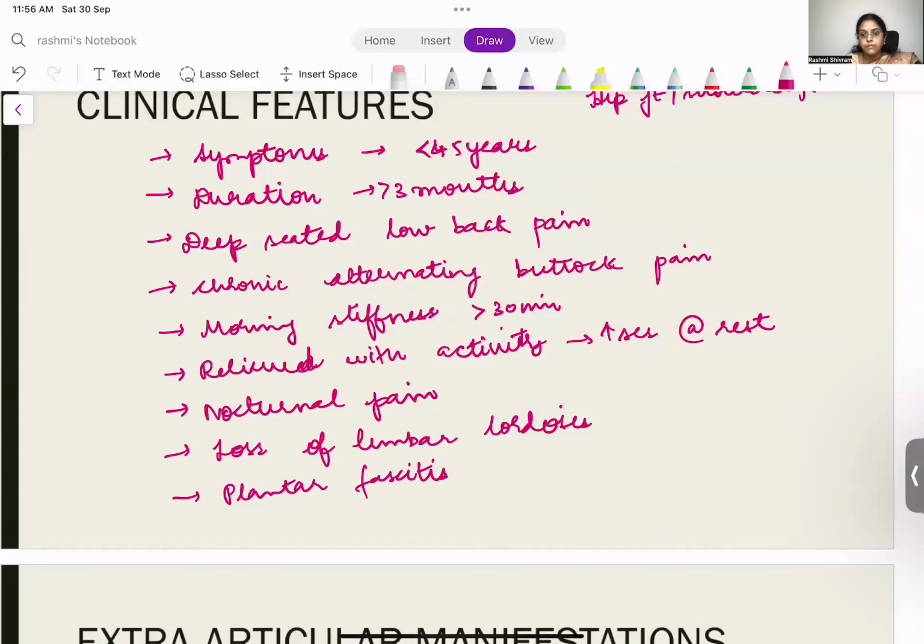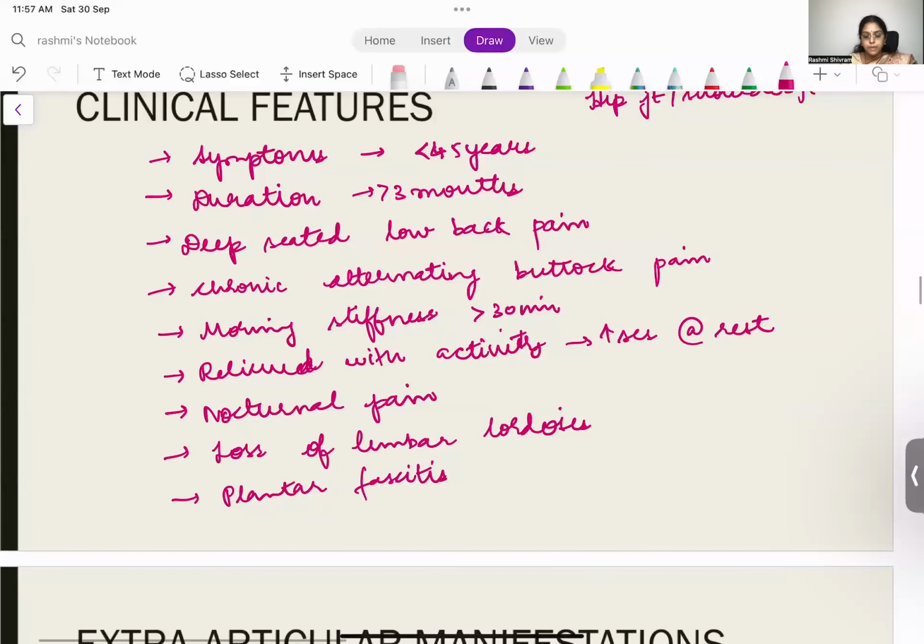It should be relieved with activity, or it should increase at rest. The pain should also be nocturnal. That is, in sleep also you will be able to perceive the pain, and you may have to get up because of the pain at night. And there will be loss of lumbar lordosis, and the patient may also develop plantar fasciitis. These are all the clinical features, the articular manifestations.